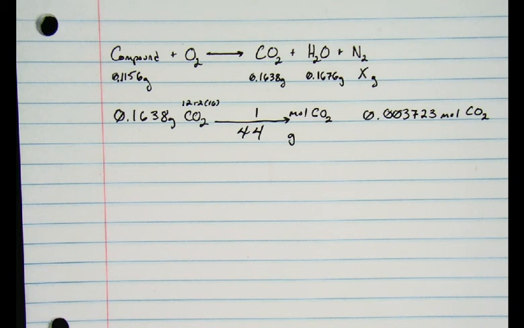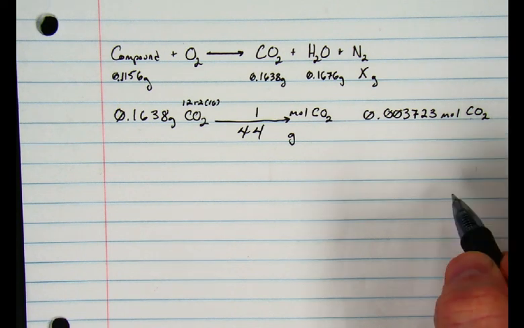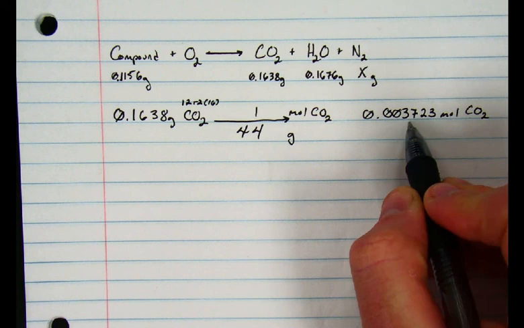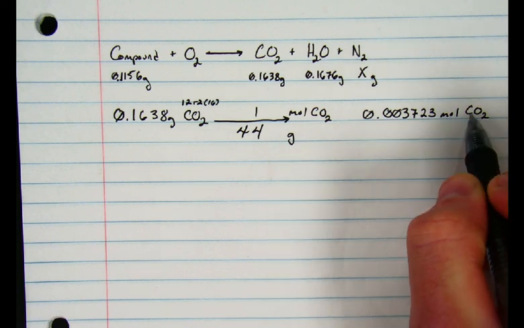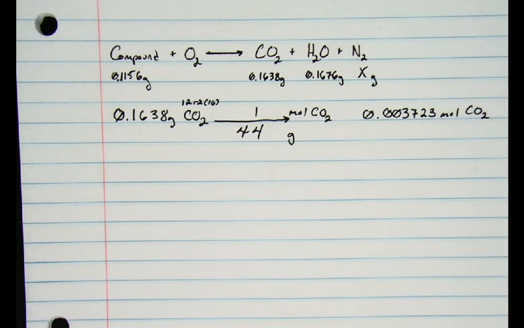Well, we can look at that and say, okay, in carbon dioxide there's 1 carbon. So we would have the same number of moles, there's 1 carbon. So we'd have the same number of moles of carbon. So therefore we have 0.003723 moles of carbon produced from this oxidation. Let's do the same now. The next element that's in this compound is hydrogen. Let's look at hydrogen and add hydrogen into the mix.